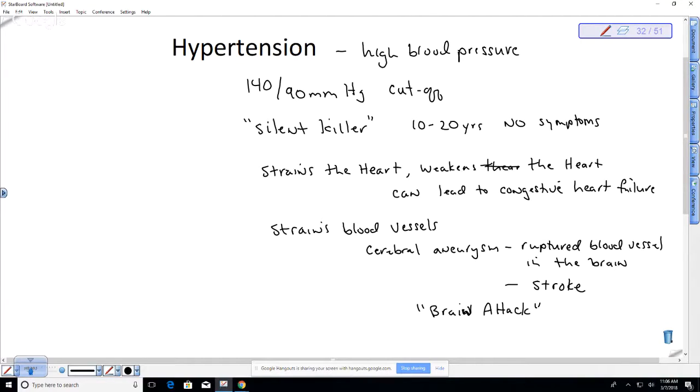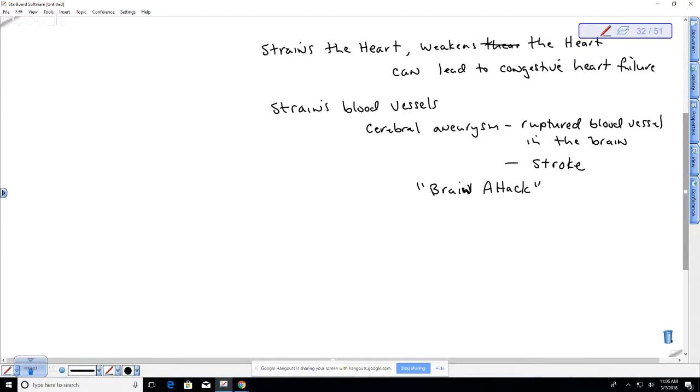Okay, so this can also cause damage to the kidneys and other vascular disease. So it can also lead to, we'll put, strains on the kidneys.